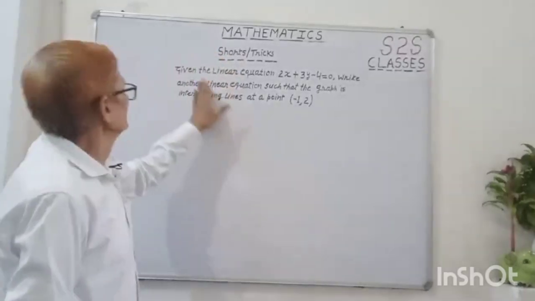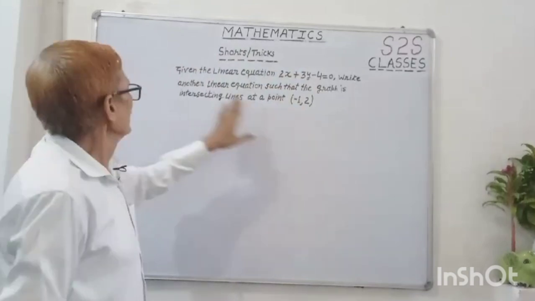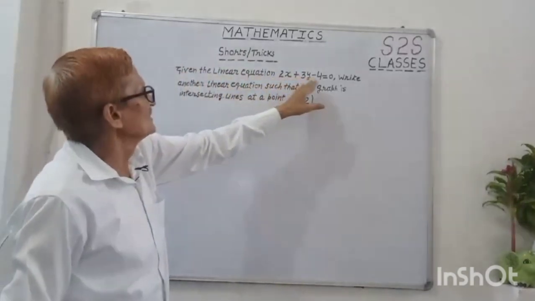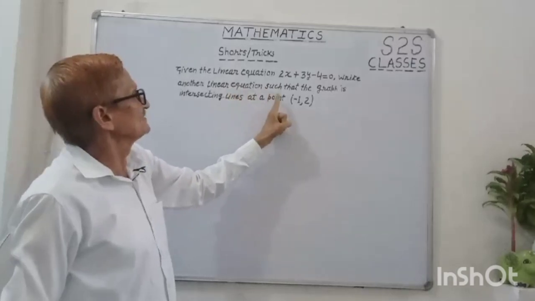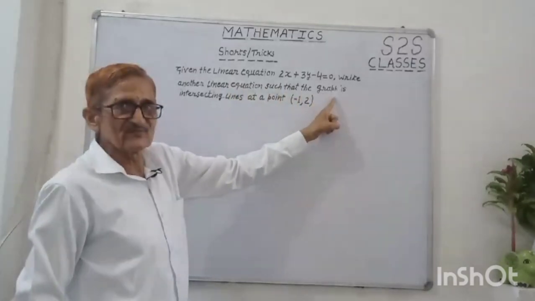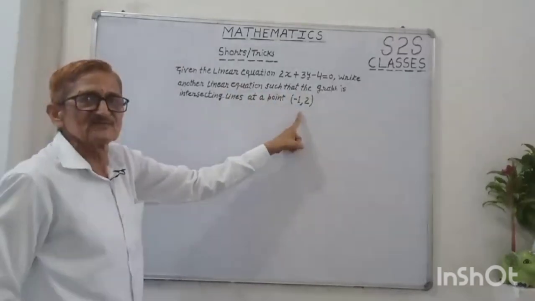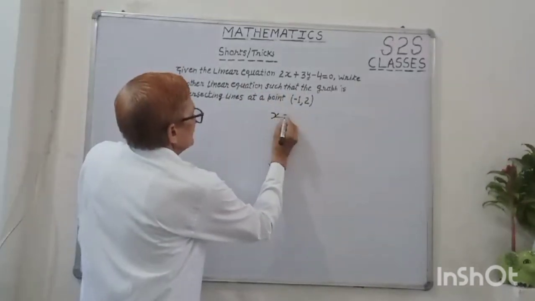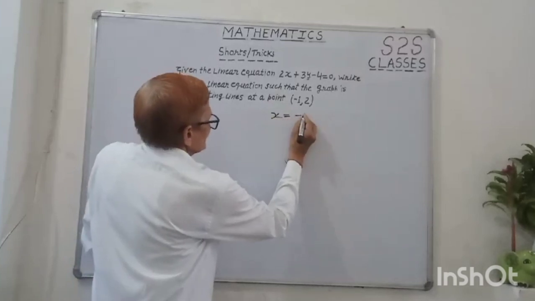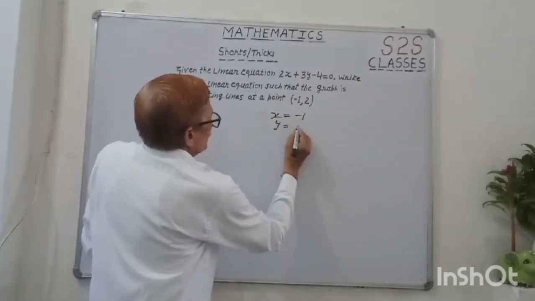हेलो स्टूडेंट्स, आज हम इसमें एक शॉर्ट एंड ट्रिक्स बता रहे हैं। 10th क्लास के सिलेबस में है। ओके, गिवन द लीनियर इक्वेशन 2x + 3y - 4 = 0, राइट द अनदर लीनियर इक्वेशन सच दैट द ग्राफ इज इंटरसेक्टिंग लाइन्स एट ए पॉइंट -1, 2। एट ए पॉइंट मीन्स x is equal to -1 and y is equal to 2.